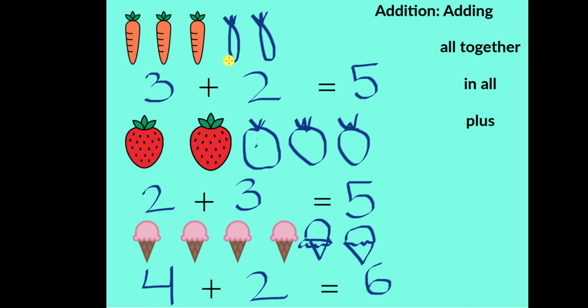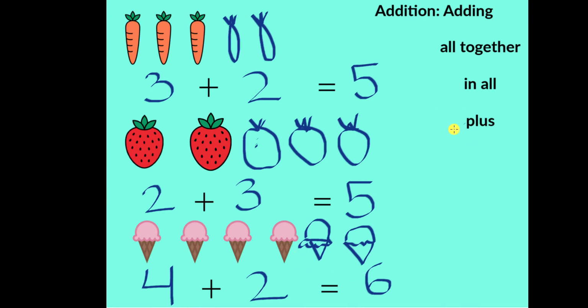If you notice in each problem, we added more nouns. We added more objects. And we started off with a certain amount, and then we added more. So that made the group grow bigger. So we had a group of carrots that grew larger because we added more carrots. The group of strawberries grew larger because we added more strawberries. And the group of ice cream cones became larger because we added more ice cream cones.